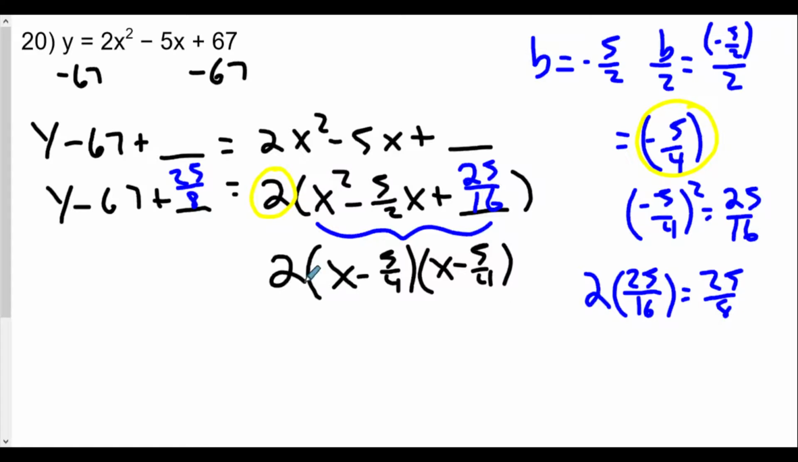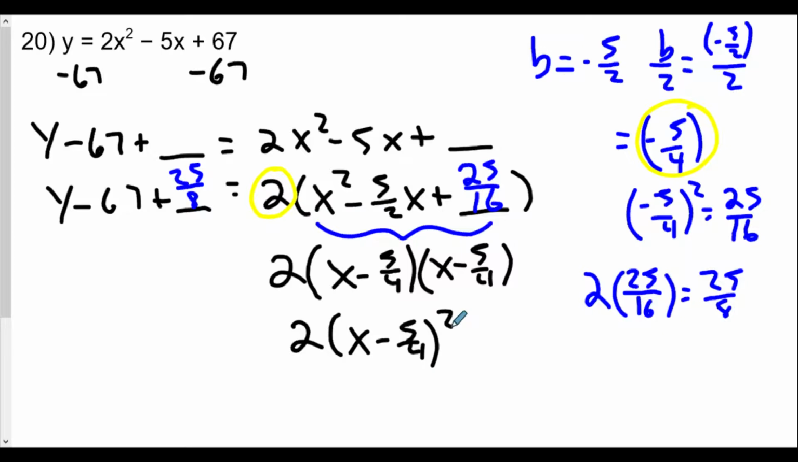Because negative 5 over 4 times negative 5 over 4 is positive 25 over 16. And negative 5 over 4 plus negative 5 over 4 is going to be negative 10 over 4, which is the same as negative 5 over 2. So this works out nicely. And we didn't have to worry about factoring because we found the number we're going to plug in. So this now becomes 2 times x minus 5 over 4 squared.